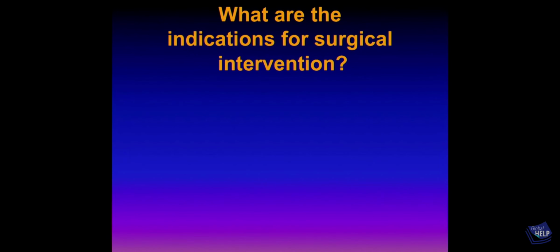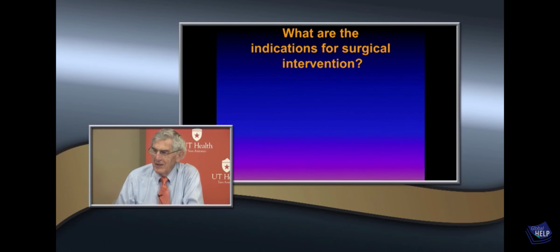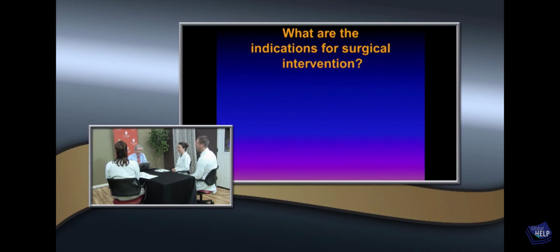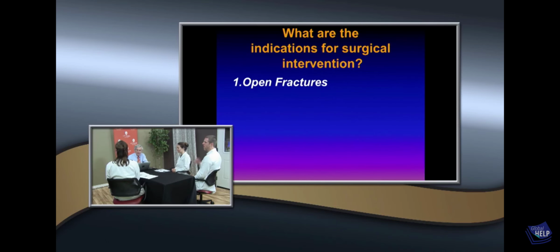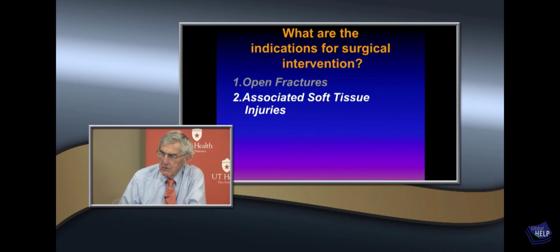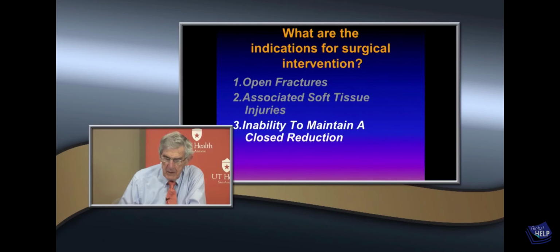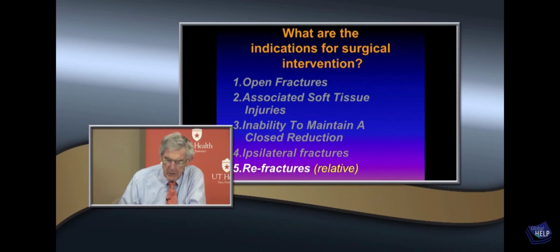Now, you're going into orthopedics because you like to do surgery? Yes, sir. So when are you going to get your scalpel out? If they have a compartment syndrome. Well, that's one. You hope you get that before you get that. But this is primary care before they get complications. Open fractures, yeah. A lot of soft tissue injury. Inability to maintain a closed reduction. And ipsilateral fractures. And this is kind of relative, refractures. We'll discuss this in just a minute.